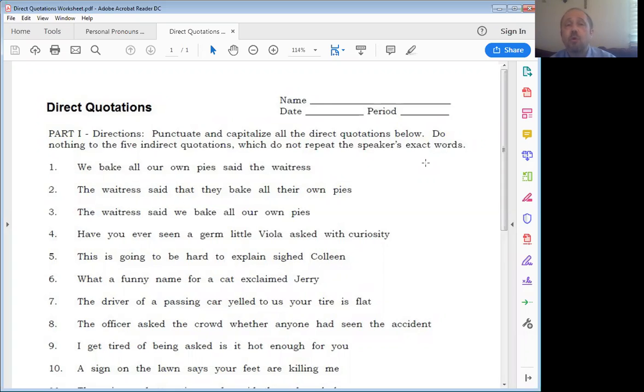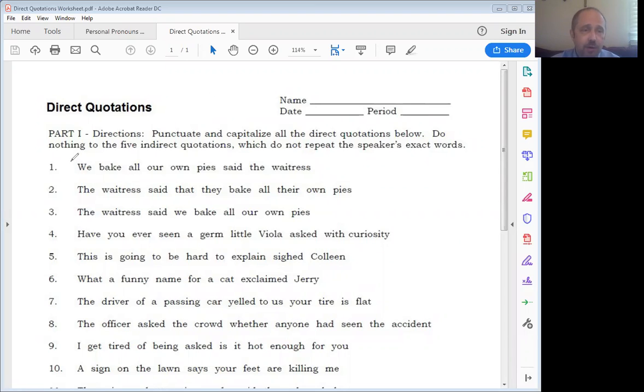Here we go. Our first quotation, our first problem, first sentence is, "We bake all our own pies," said the waitress. And this is meant to be a direct quotation. The waitress is saying, her exact words are, "We bake all our own pies." Okay? So that's what she's doing. She's saying, "We bake all our own pies."